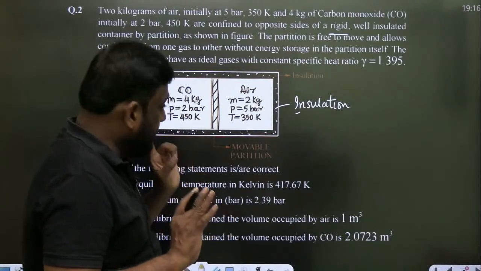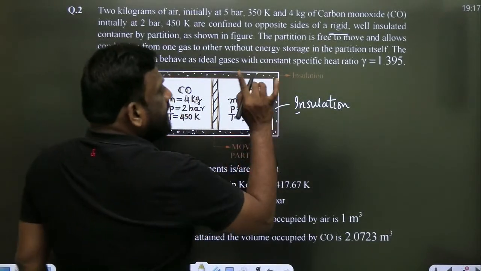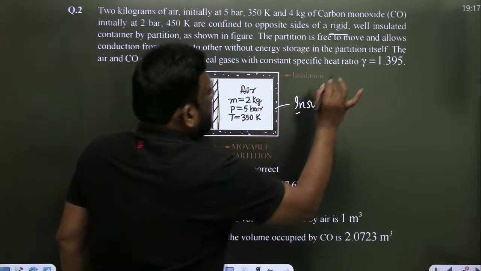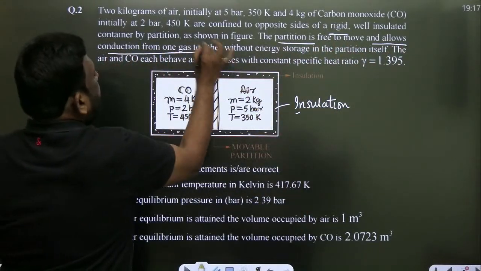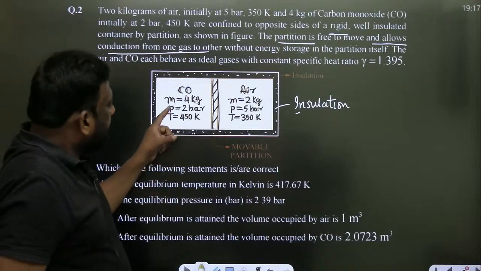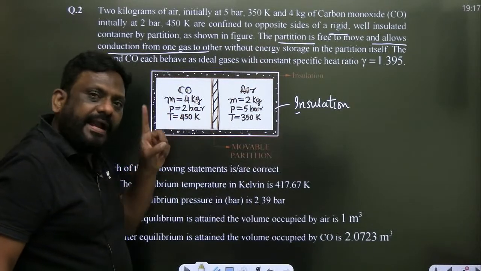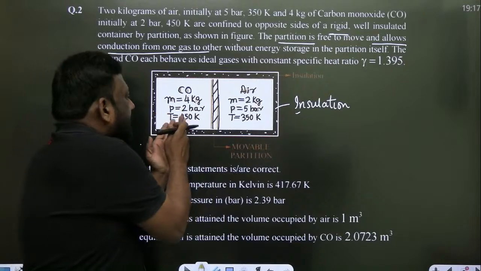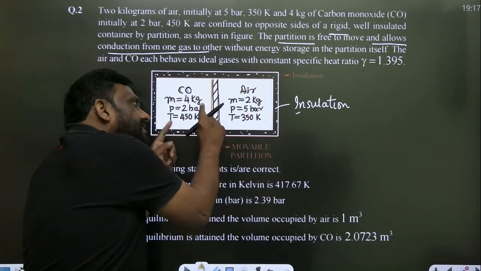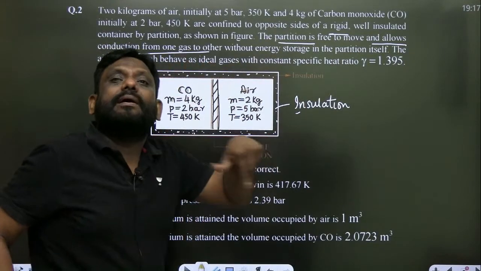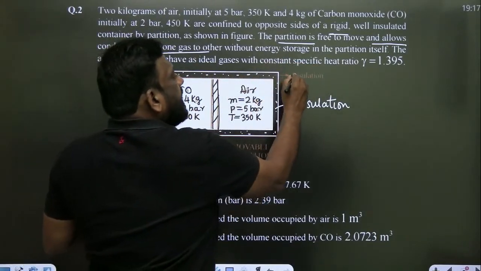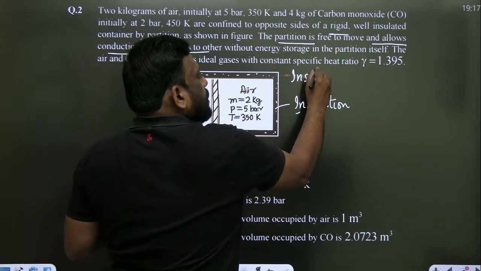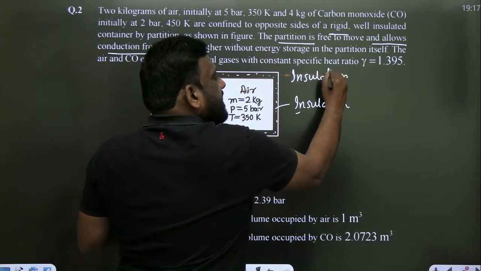Very good sirs. Now, listen carefully. There is one word that is important. The partition allows conduction from one gas to the other gas. Means if this is at 450 and I am sure that from higher temperature to lower temperature this partition is allowing heat transfer by conduction. But this is completely insulated. The container is insulated. Please understand that.